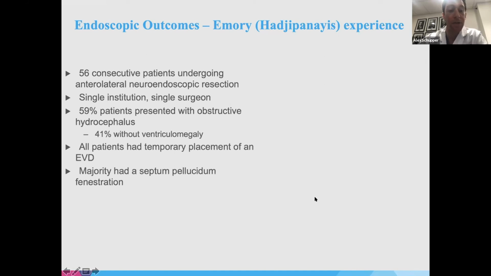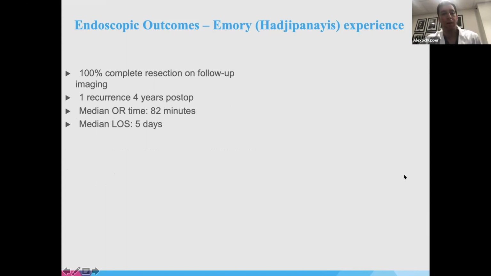And the majority of them had a fenestration of the septum pellucidum or septostomy. One great thing about this series is they actually had really nice follow-up with almost all of their patients. And what they found is that 100% had complete resection and follow-up imaging. There was only one recurrence in their experience, with a mean OR time of 82 minutes.